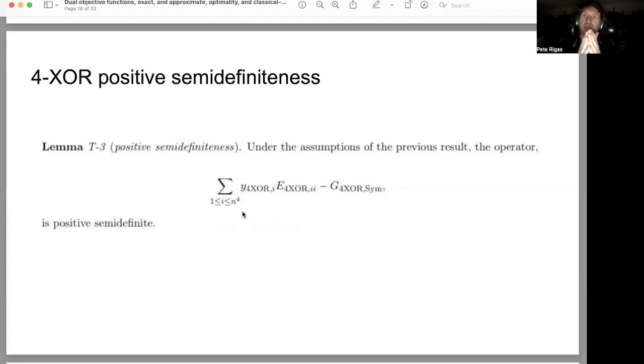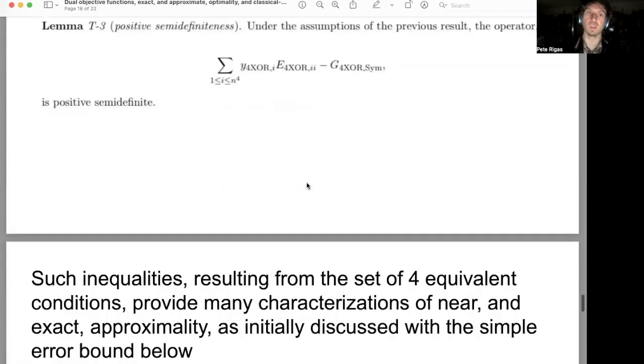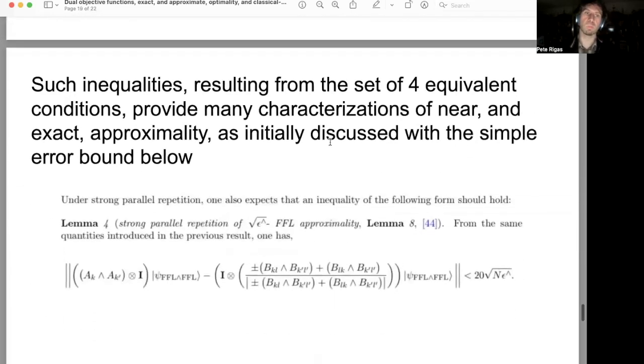So we're having that window of a larger number of terms which are coming into play for the positive semi-definiteness condition for the 4 XOR game in comparison to the positive semi-definiteness condition for the 3 XOR game. And like we've been mentioning and trying to tie up as we're closing the third presentation out, such inequalities resulting from the set of 4 equivalent conditions provide many characterizations of near and approximate, or near and exact, approximality, as initially discussed with the symbol error bound below.